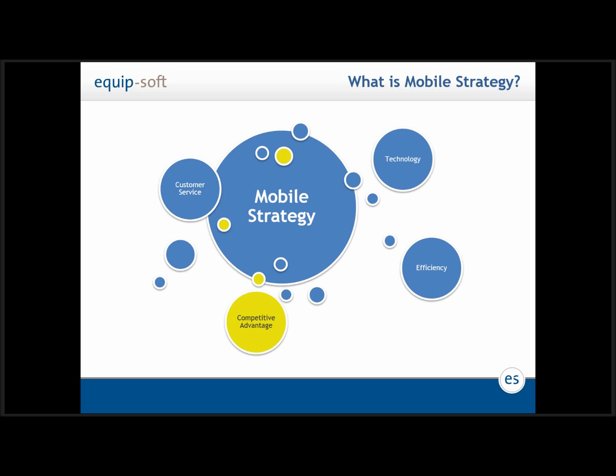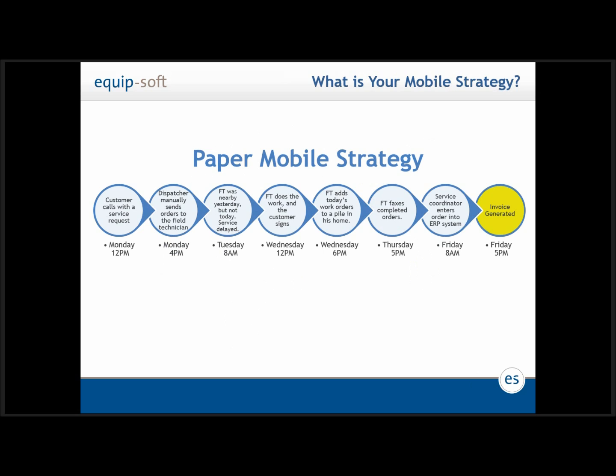So first, let's discuss the common paper strategy. This is just one possible workflow for a paper strategy. There are a lot of minor variations. You may have different work rules. You may have different rules about when your technicians go back to the office and pick up parts, etc. But the theme is the same. The theme is a paper-based theme.